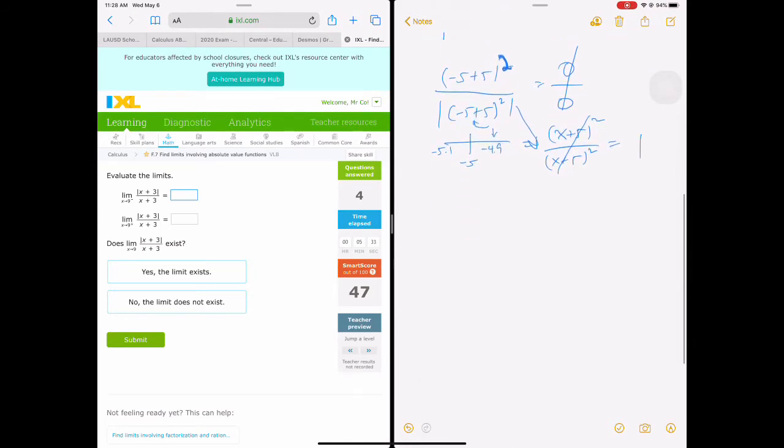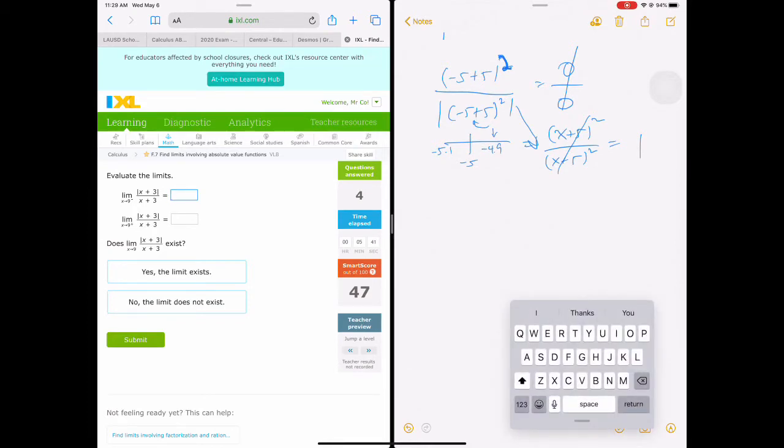Okay, our next question, they split it up for us. We see a 9 from the right and 9 from the left. Now, like normal, our goal is just to plug it in. 9 plus 3 is 12, and 9 plus 3 is 12. 12 divided by 12 is 1.